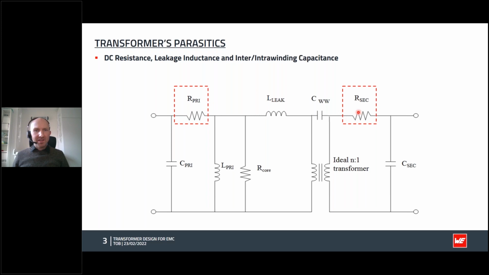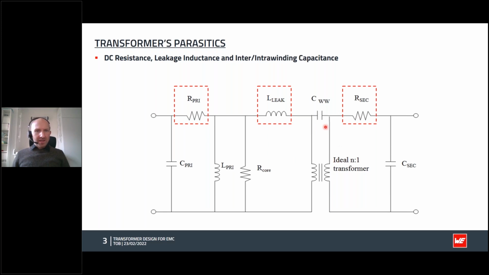Then we have another inductance which is in series with the transformer. This is an unwanted inductance, and it's caused by imperfect coupling between the primary here and the secondary. All transformers will have some non-perfect coupling, and that is appropriately called the leakage inductance. So basically, it is the inductance that doesn't couple from the primary to the secondary.